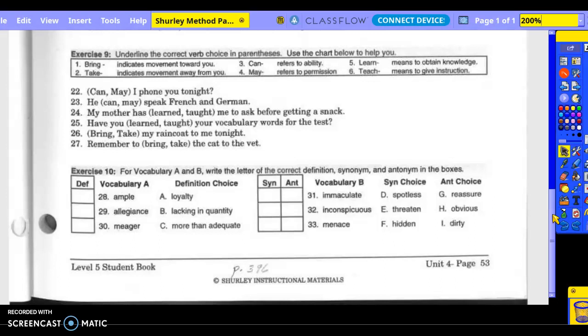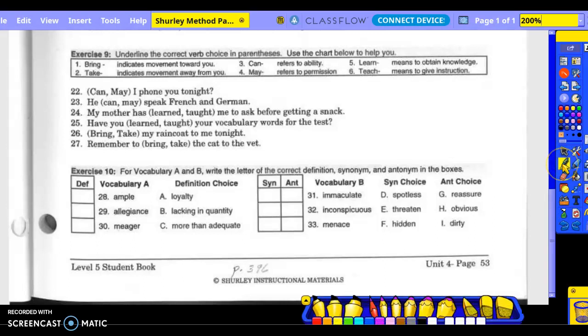So, blank, I phone you tonight. Okay, because it's not an ability, right? It's asking permission. He can speak French and German, so that's an ability, right? My mother has me to ask before getting a snack. Have you learned your vocabulary words for the test?